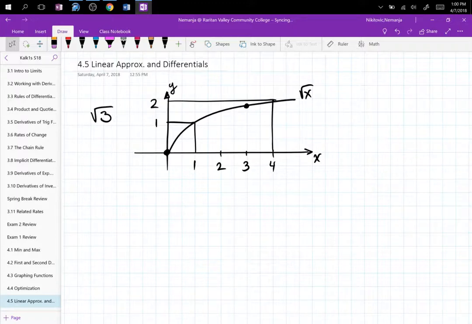Now look at this awesome thing. I don't know how much square root of 3 is, but I know how much the nearby square root of 4 is. Nearby. I'm not talking about square root of 100, that's far away. But square root of 4 is close to square root of 3. Look at this. If I find the tangent line at 4, which is easy for me to compute without a calculator, look what happens. The tangent line is very close at 3 as well. See that?